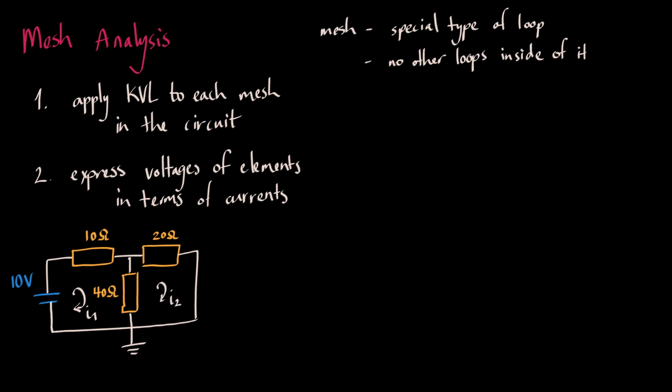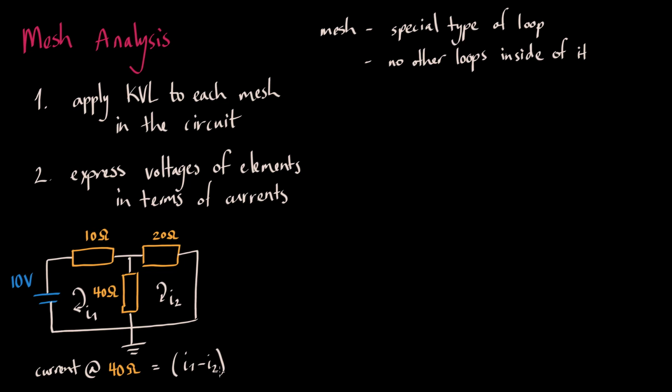In places where the currents affect each other, seen here at the 40 ohm resistor, we take the sum of the currents but consider the direction. Here, if we examine the left mesh, the current through this resistor will be I1 minus I2 because I2 is going in the opposite direction to I1.